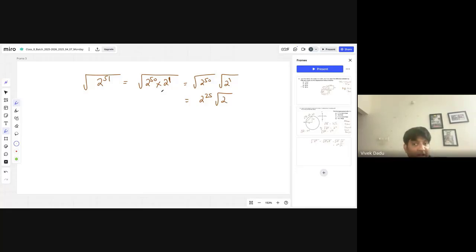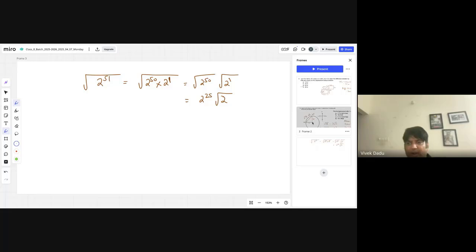So now see here what I have achieved. Inside the square root I had a big number. 2 power 51 is a very big number. I have brought it so that now only 2 is inside the square root. Now I have a very small number inside the square root as compared to this. Getting it? So this is called expressing it in simplest radical form. Do one more.